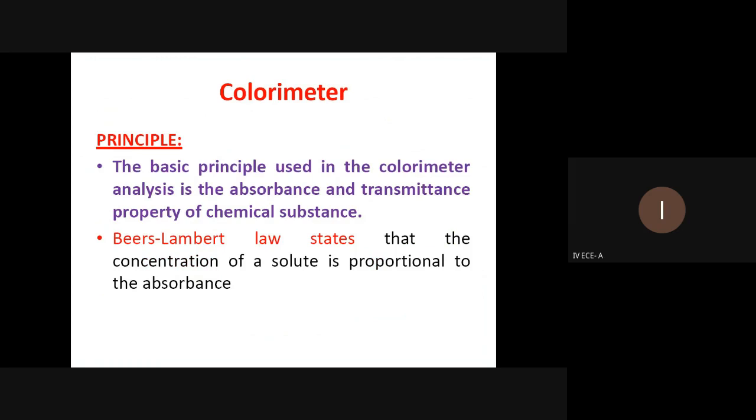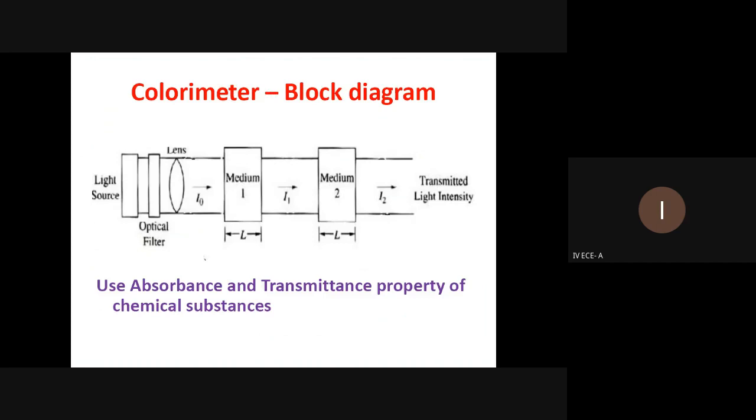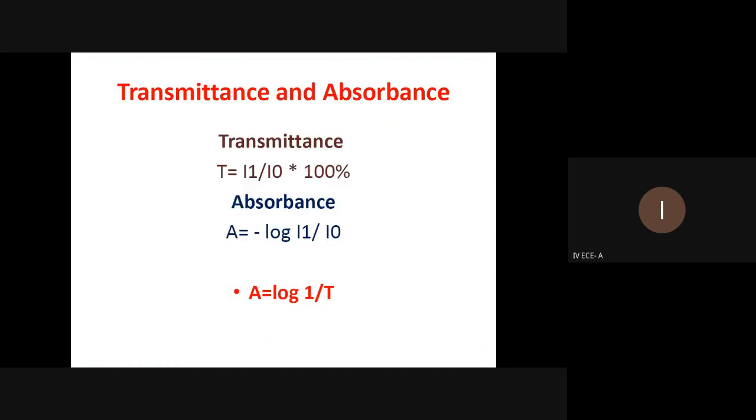This is Beer-Lambert law, which states that the concentration of solute is proportional to the absorbance. Okay, so this is the block diagram of a calorimeter. There is a light source, then using a lens we direct the light waves to medium 1 and medium 2. After transmission, the light intensity is monitored. How many molecules are inside the liquid or solution depends upon the light intensity, that is, light intensity depends upon the concentration of the solution. So this is the calorimeter.